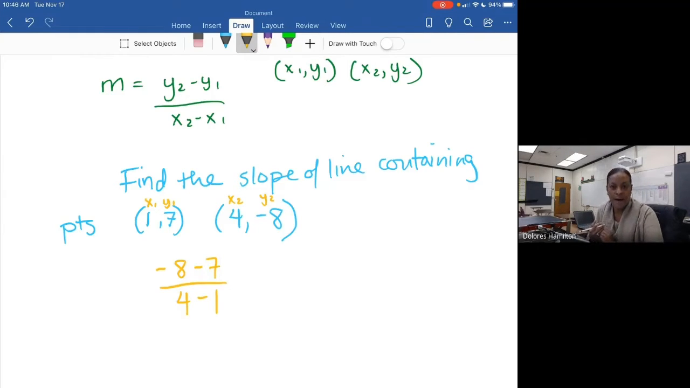It helps to define them so that you use the same y with its same corresponding x, so that when we write y2 minus y1, we have negative 8 minus 7 over, and then we have to use the x2 first, x2 minus x1, so we have 4 minus 1. Then we simplify and get negative 15 over 3, which we reduce. We always reduce to simplest form, and that gives us a slope of negative 5.